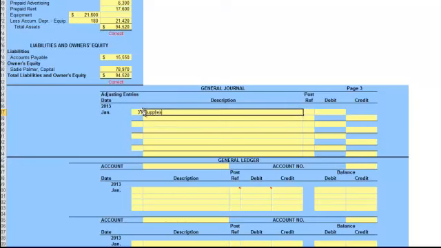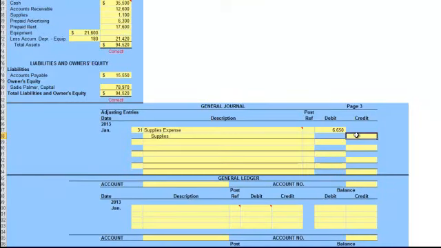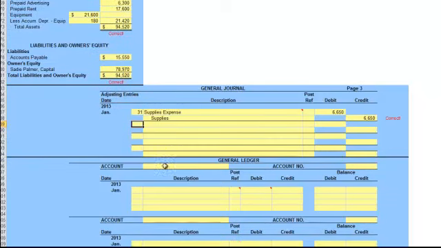I'm going to debit supplies expense for $6,650, and I'm going to credit the supplies account for the same amount. So usually in the general journal you'll just make a little heading called adjusting entries and you'll put the adjustments in there. You don't even have to do a description because they're just adjusting entries.